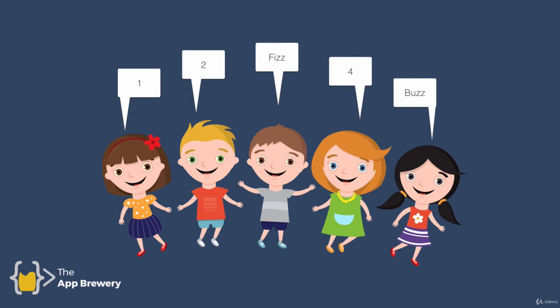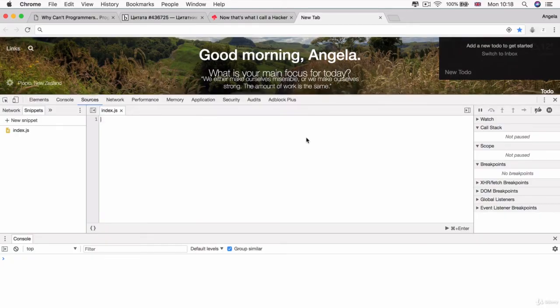And if your number is divisible by both, then you have an even harder problem because you have to shout fizz buzz. So it's pretty simple given that kids can play it, so we can write a program that can simulate a child who can play fizz buzz. So let's break down the problem.